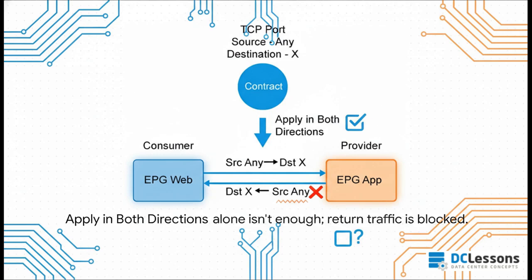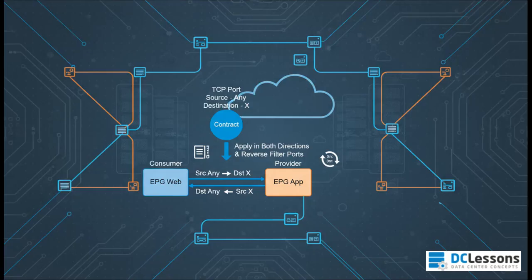Look at the diagram. When you check just that box, ACI applies the exact same rule to the return traffic. It's still looking for traffic to have a destination port of X, but the return traffic is coming from port X. So the rule doesn't match and the traffic gets dropped. The conversation dies. So here's the magic trick.